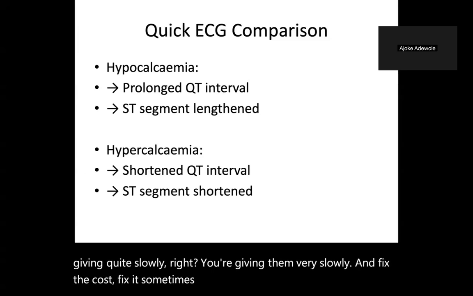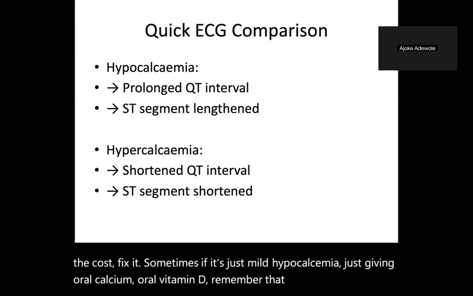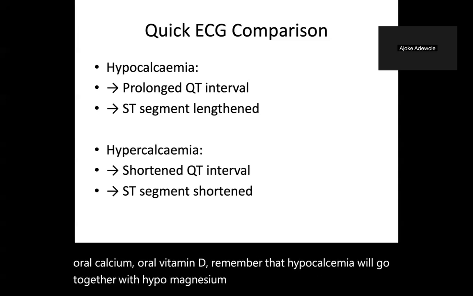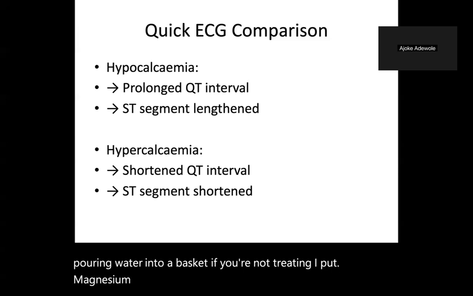Sometimes if it's just mild hypocalcemia, you're just giving oral calcium and oral vitamin D. Remember that hypocalcemia will go together with hypomagnesemia. So you might be pouring water into a basket if you're not treating hypomagnesemia in the context of hypocalcemia.